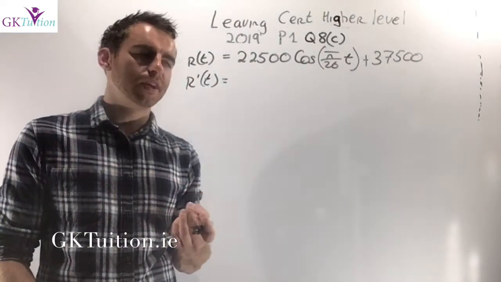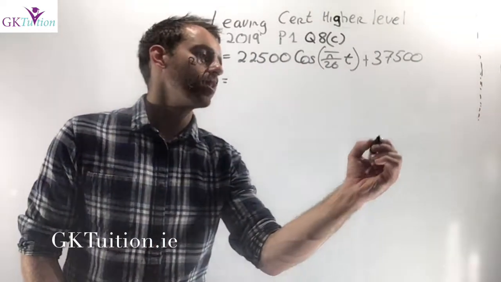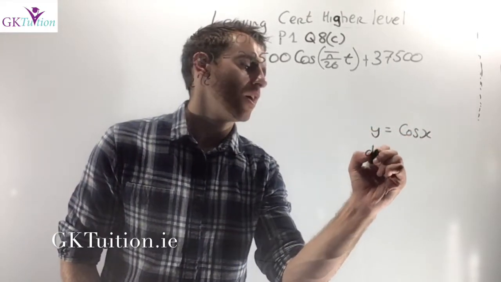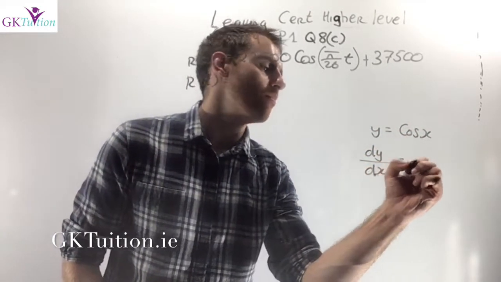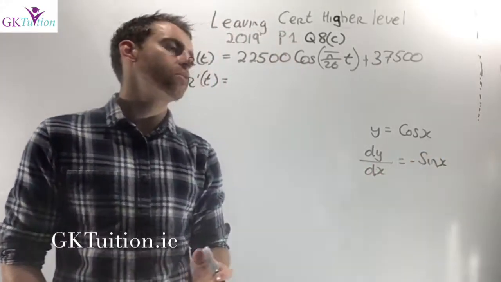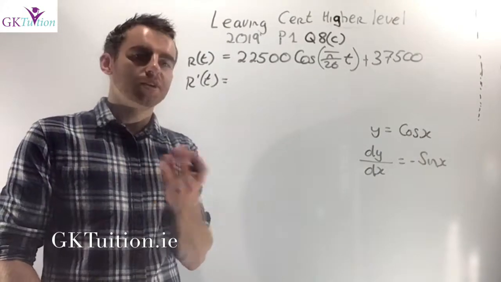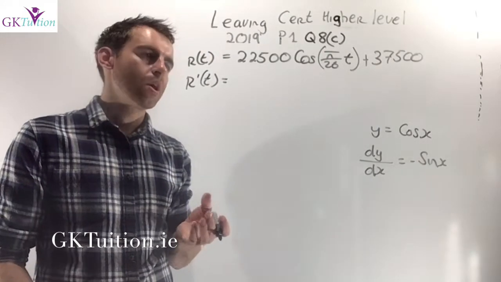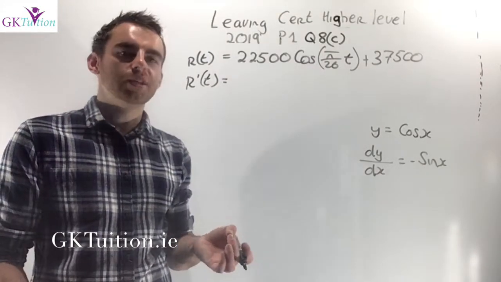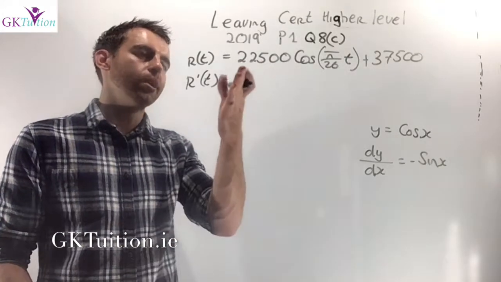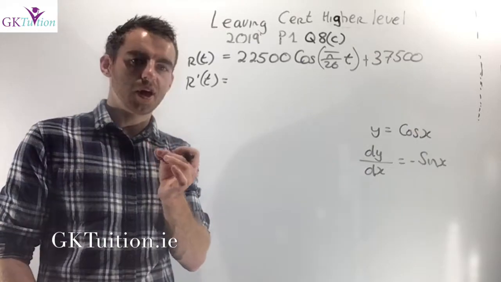Now there's a number of things we need to take into account. According to the log tables, if you have y equals cos x, the derivative of cos x is minus sine x. So certainly the derivative of cos is minus sine. Okay, but it's obviously not quite that straightforward. One of the complications is that there's a number in front of the cos. There's 22,500 in front of the cos.